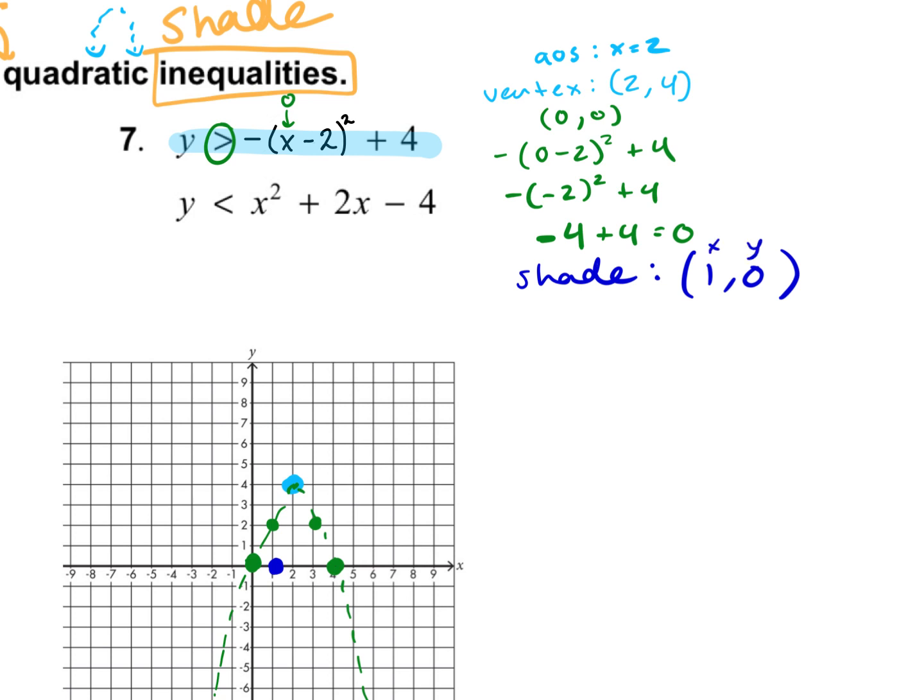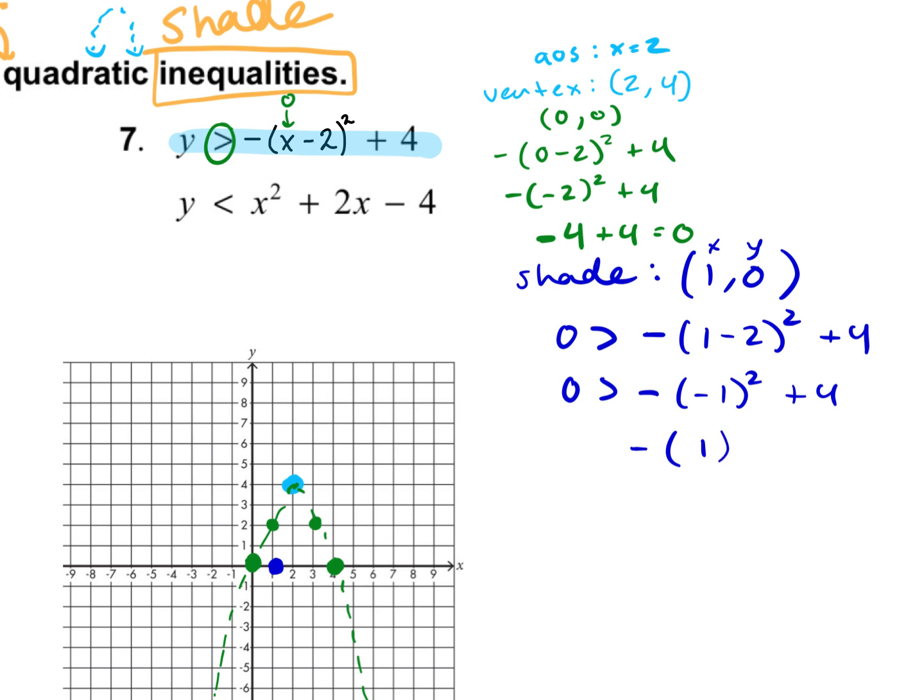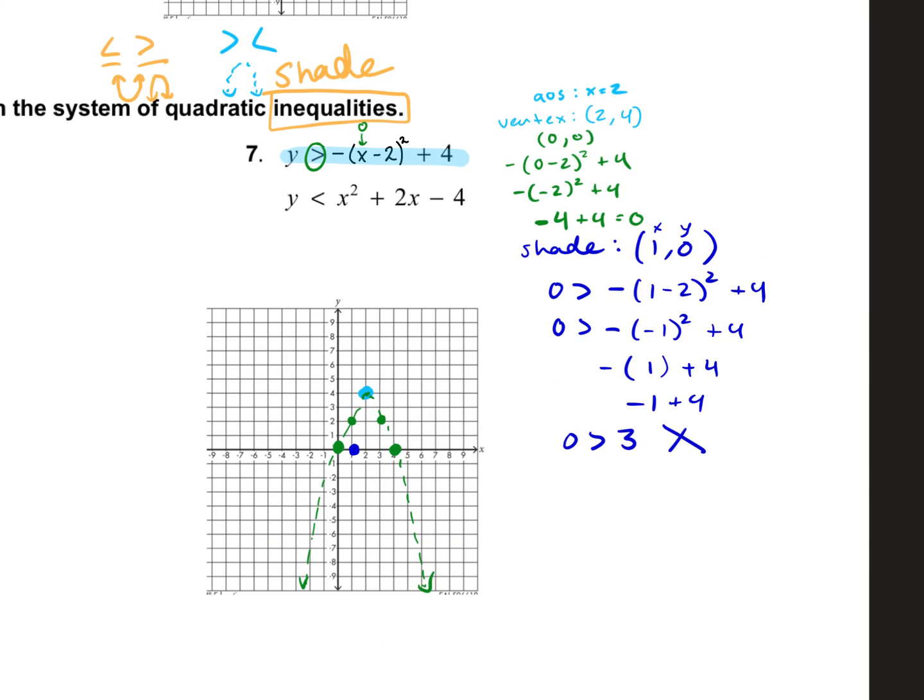Awesome. So we pick a point. That's going to be our x and y. So Andrew said (1, 0). So I'm going to plug in 1 for x and 0 for y. So, is 0 greater than -(1 minus 2) squared plus 4? So 0 is greater than, this would be -(-1) squared plus 4. Negative 1 squared is 1, but that negative on the outside makes it a negative 1. And negative 1 plus 4 is 3. Is 0 greater than 3? No. So where am I going to shade? Outside. On the outside.